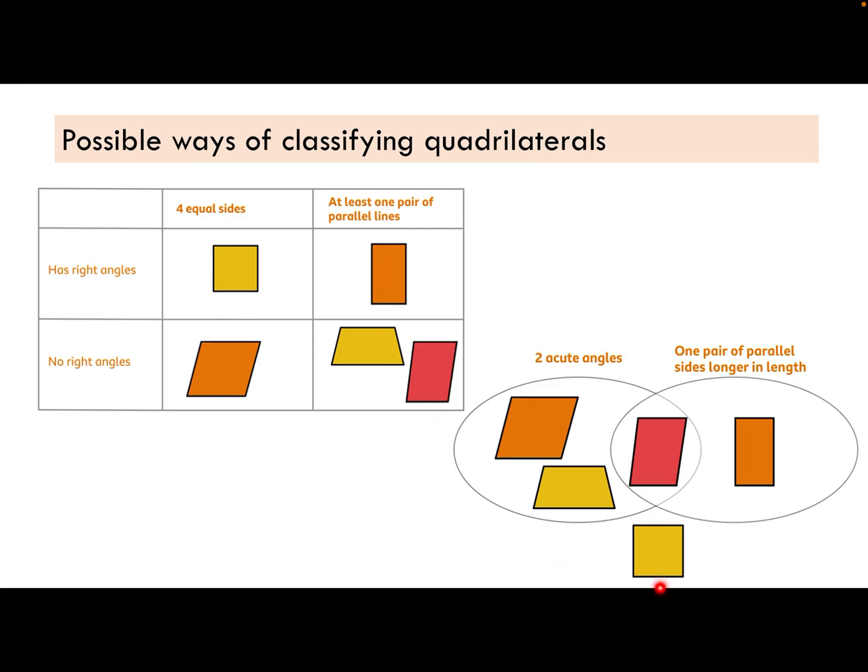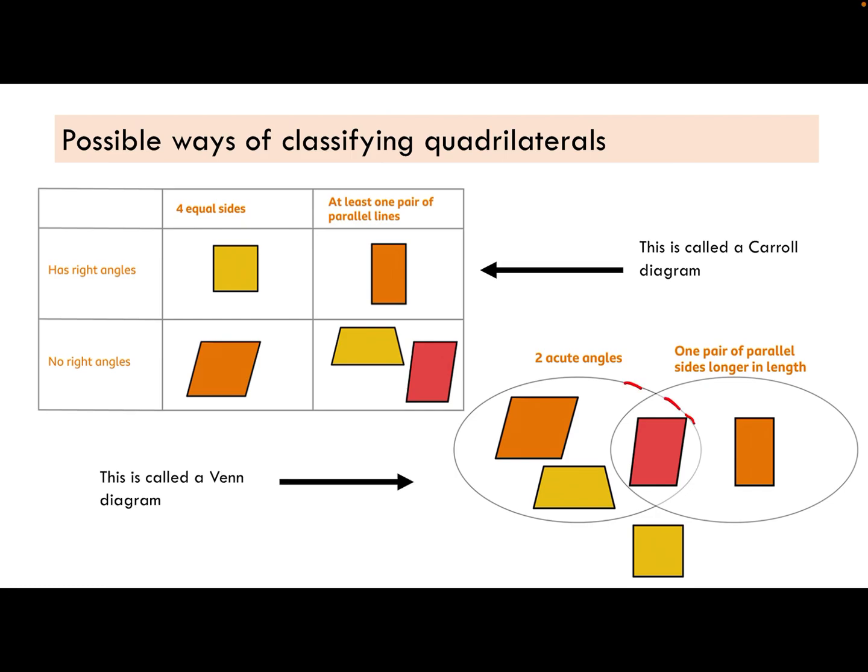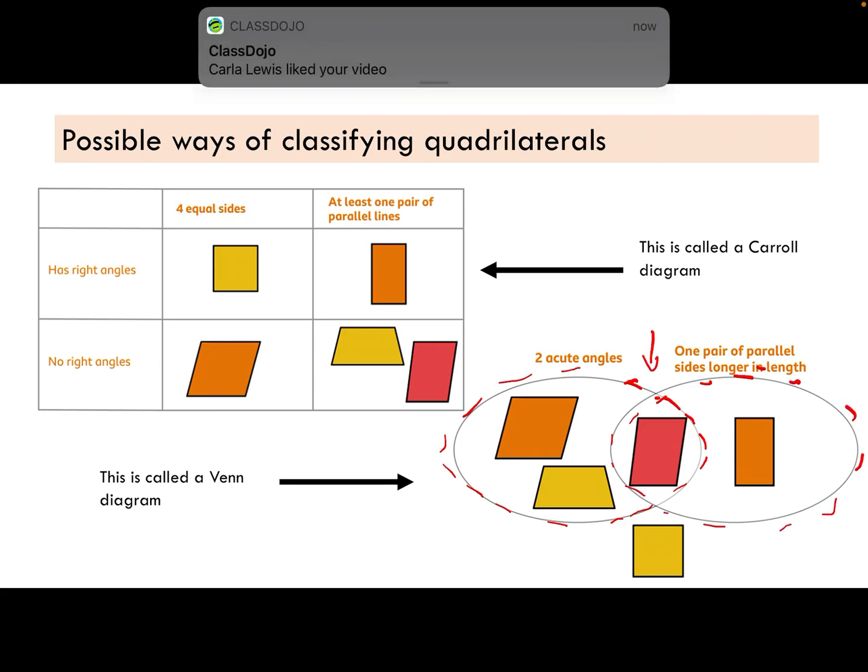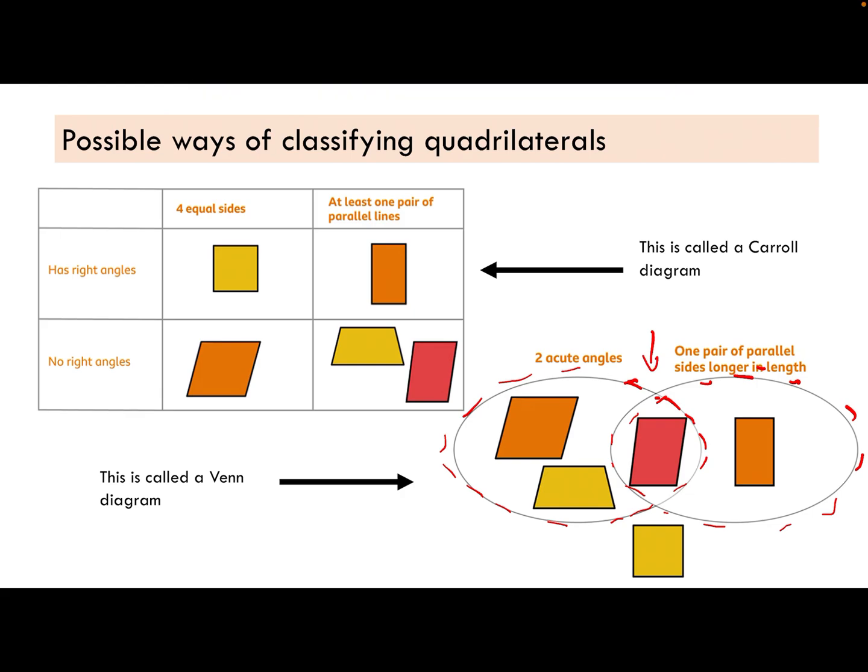And here we have a different diagram. Venn, V-E-N-N. So that's Carroll, that's a Venn diagram. So everything in here will have two acute angles. Everything in here will have one pair of parallel sides, and things in there will have both. And things outside, which lots of people forget, have neither. Neither, neither, one of the two. Doesn't have two acute angles and doesn't have one pair of parallel sides.